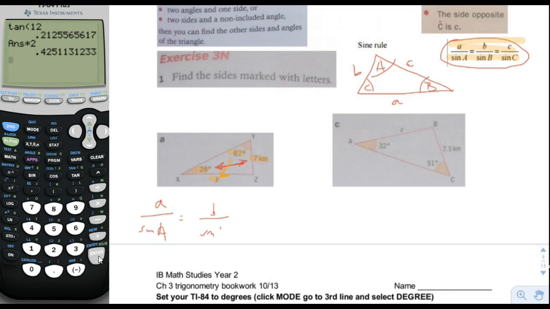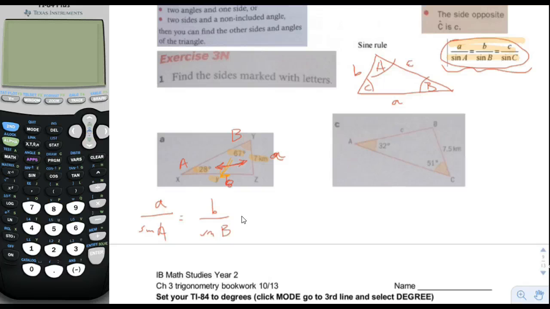Do you see how this has like three ratios? We only need to use two of them at a time. Okay, so let's say that we're going to call 28 degrees big A, and we're going to call 7 kilometers small a. Okay, and then we're going to call 67 degrees big B, and we're going to call y small b. Now we can put all the numbers we know. We're going to substitute them in.